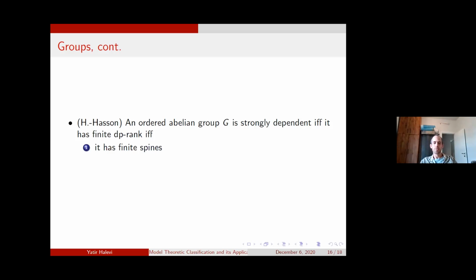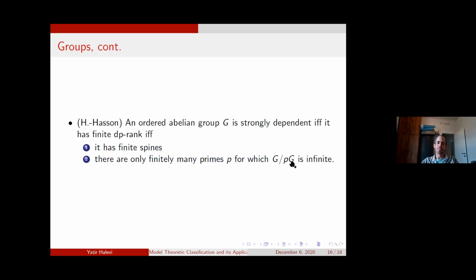I don't really know if I have time to say what the spine of an ordered abelian group is. But it says something about the chains of convex subgroups that you can have inside the ordered abelian group. That's how you can't have infinite chains of a certain kind. And as before, only finitely many p's are such that G mod pG is infinite.